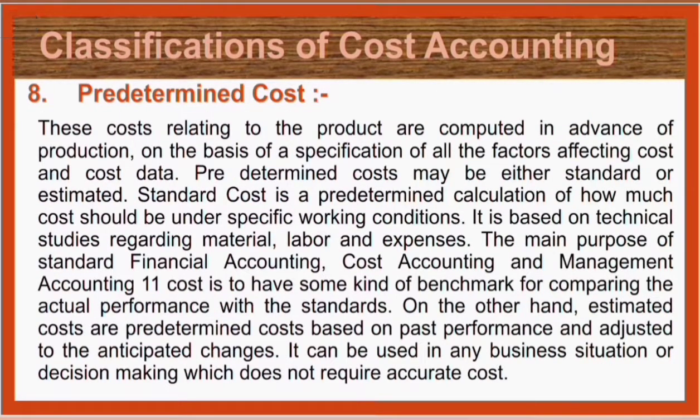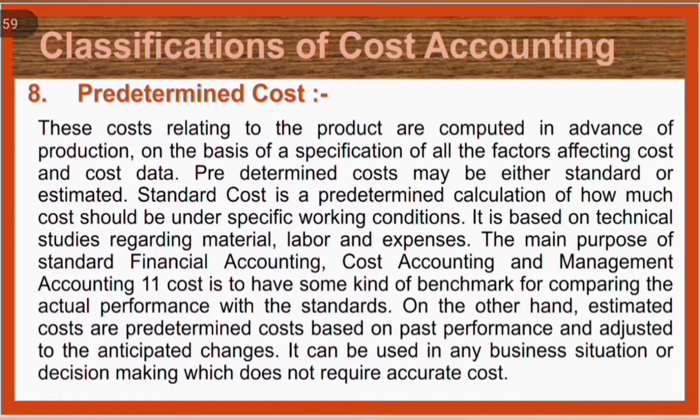Classification of cost accounting. Number 8, predetermined cost. These costs relating to the product are computed in advance of production on the basis of the specification of all the factors affecting cost and cost data. Predetermined costs may be either standard or estimated. Standard cost is a predetermined calculation of how much cost should be under specific working conditions. It is based on technical studies regarding material, labor, and expenses. The main purpose of standard cost is to have some kind of benchmark for comparing the actual performance with the standards.